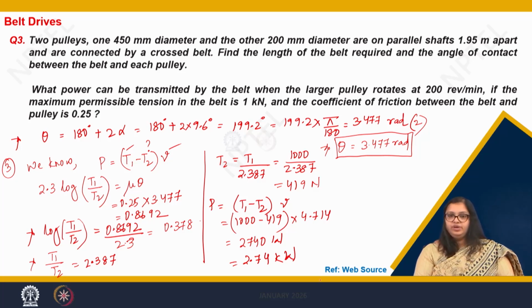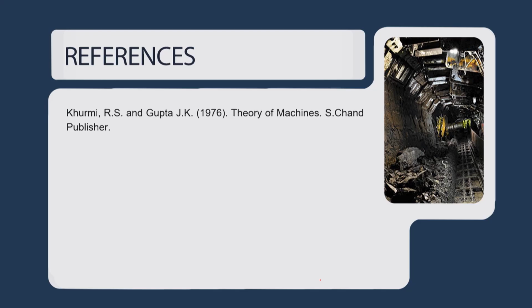So with this we have completed three different kinds of problems that we would be able to solve for the belt drive. In the next class we will be starting with gears. If you have any problem or doubt, you can refer to the book Khurmi and Gupta, Theory of Machines. These are example problems directly from this book, and there are many questions given in its exercise. I strongly recommend you to kindly solve them.